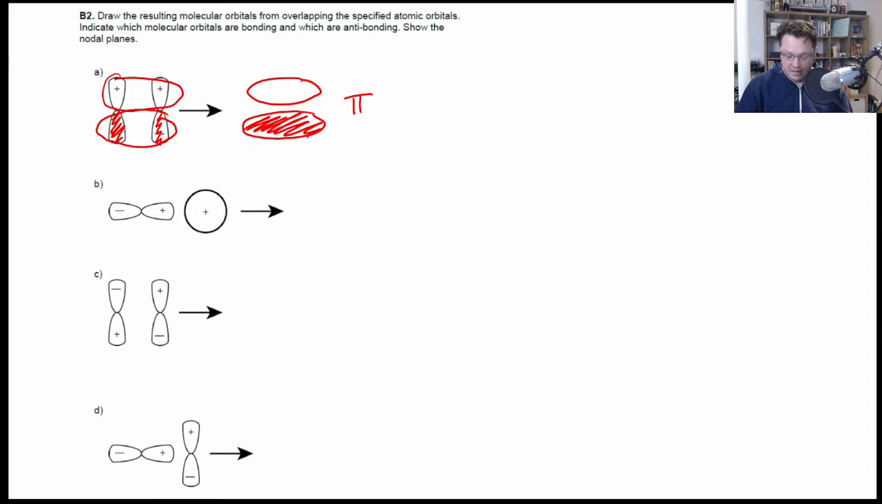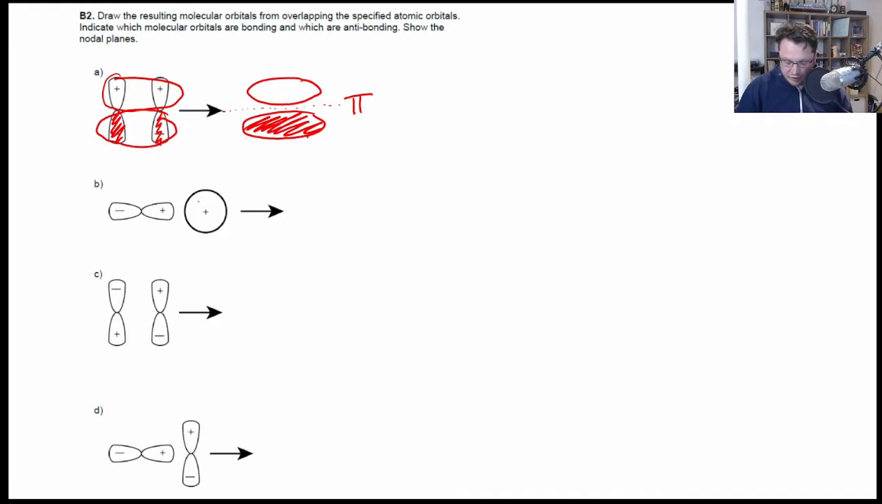Because there's a nodal plane that exists parallel to the bonding axis, that tells us it's a pi bond. Because we don't have a perpendicular node, that tells us it's the bonding orbital. It's not the anti-bonding orbital in this case.